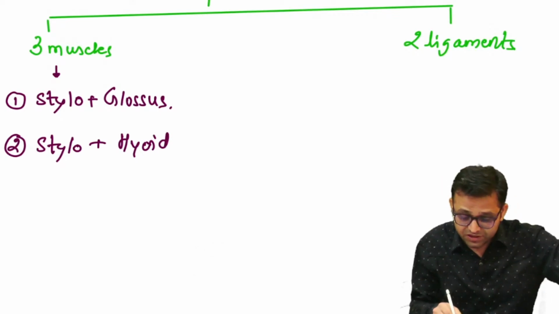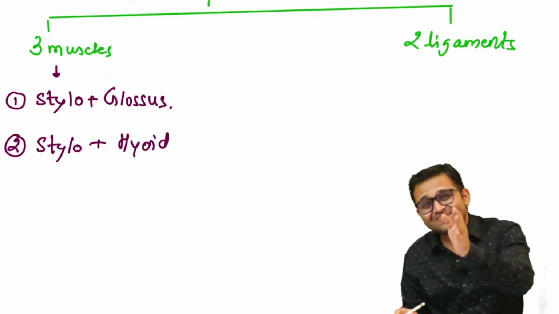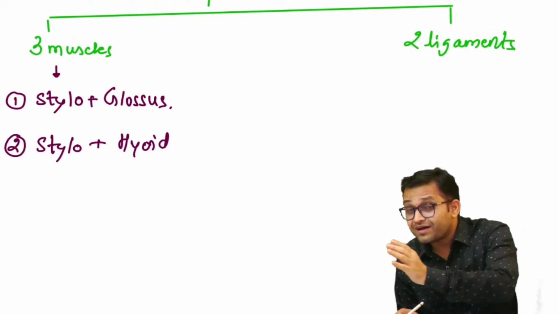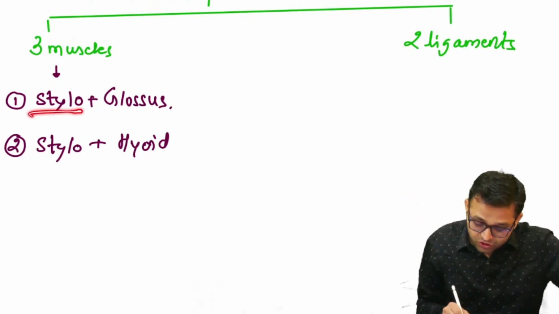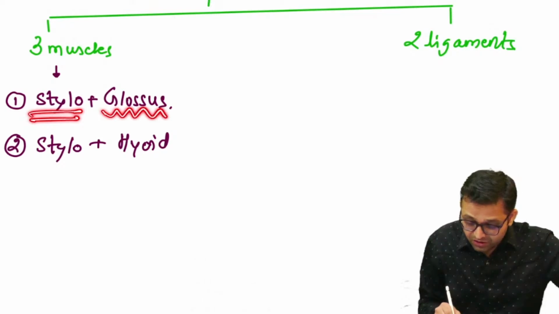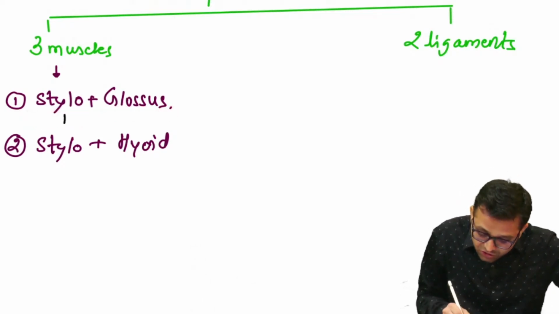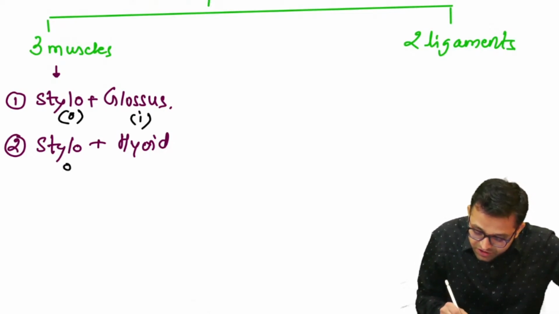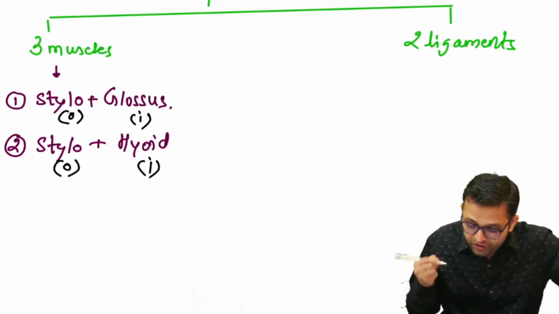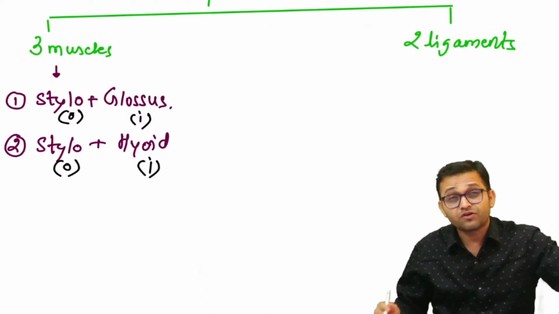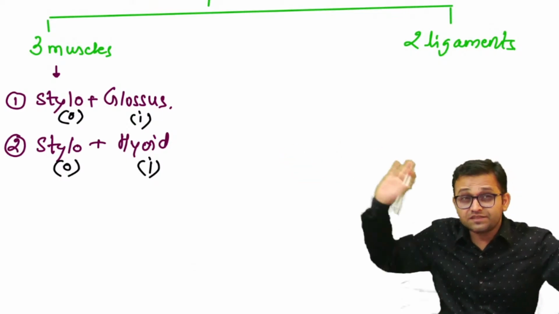Stylohyoid. Just break the name and think about it. Mirza Ghalib says all secrets lie buried in the name. So styloid process is the origin and glossus is the insertion. Styloid process is origin and hyoid bone is insertion. Glossus is the insertion, hyoid is the insertion.